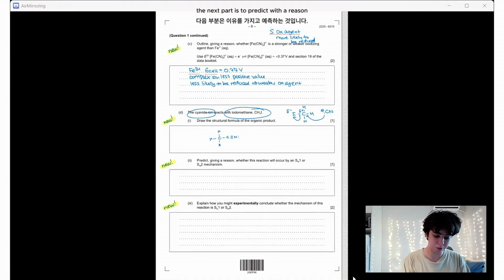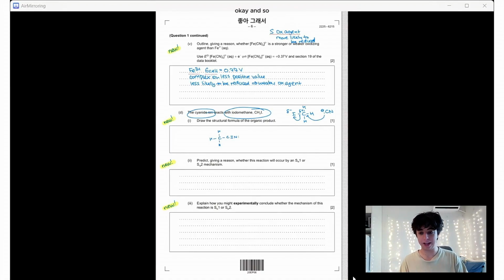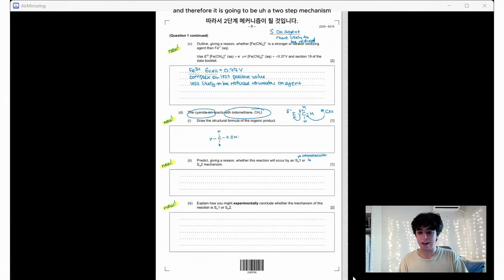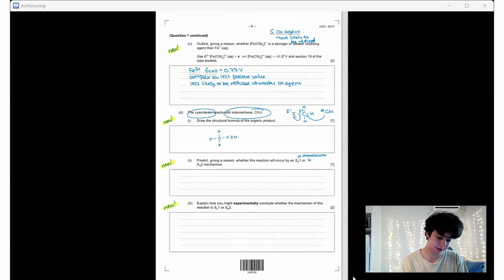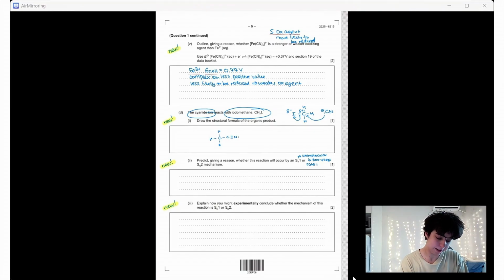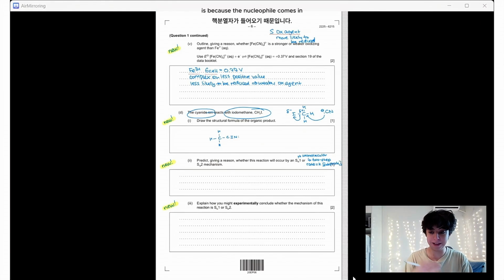The next part is to predict with a reason whether this reaction will occur by an SN1 or an SN2 mechanism. The big difference between SN1 versus SN2 is that SN1 is going to be unimolecular. That's what that one stands for. And therefore, it is going to be a two-step mechanism, because its rate is always going to be affected by the concentration of the substrate, not the nucleophile. That's why it's unimolecular. It's because the nucleophile comes in a second step.